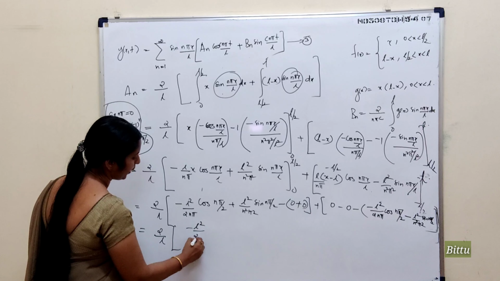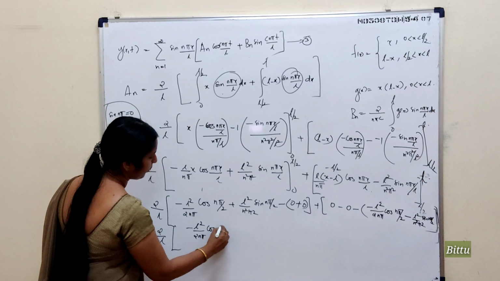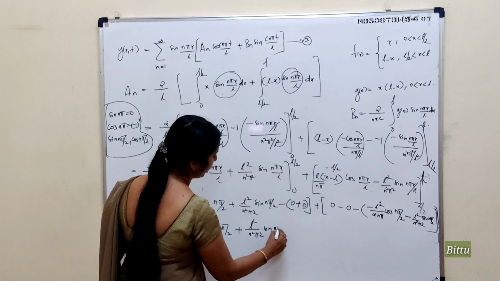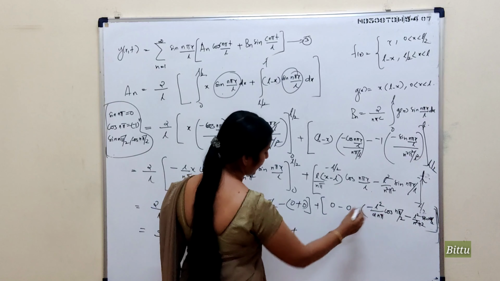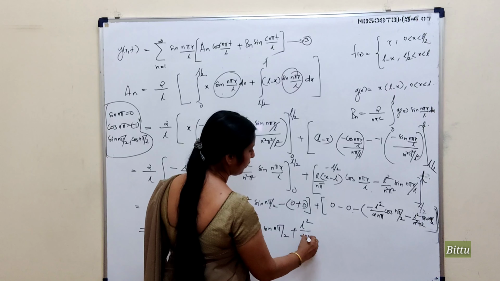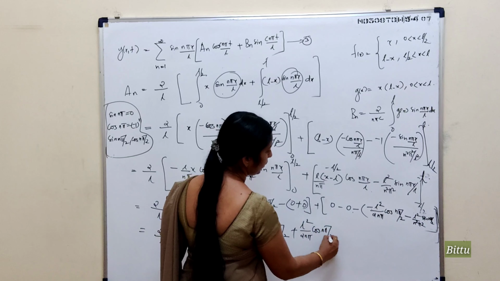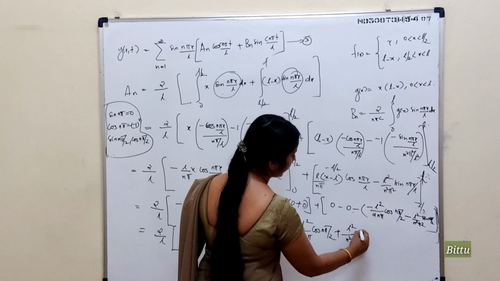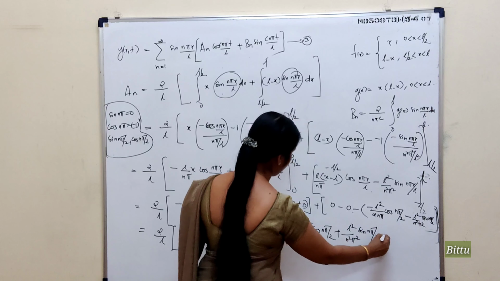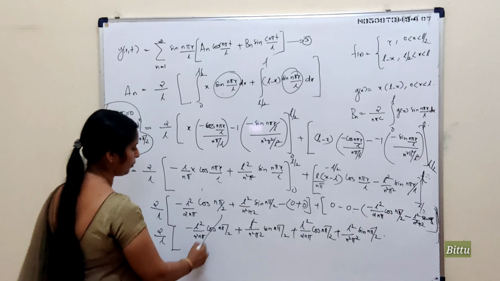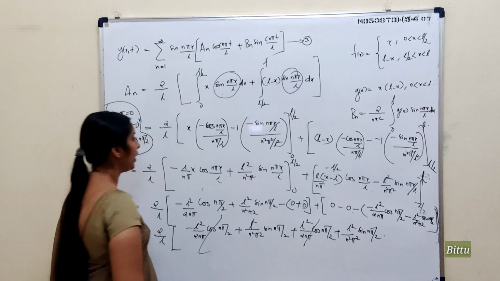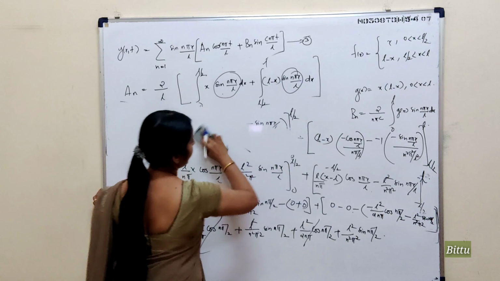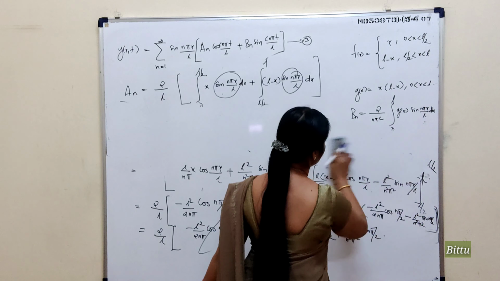Next, we have to simplify this: 2 by L, minus L square by 2n pi cos n pi by 2 plus L square by n square pi square sin n pi by 2, plus minus minus plus L square by 2n pi cos n pi by 2, plus minus minus plus L square by n square pi square sin n pi by 2. You can see these two terms will cancel each other and these two terms will add up. And so, what is An?